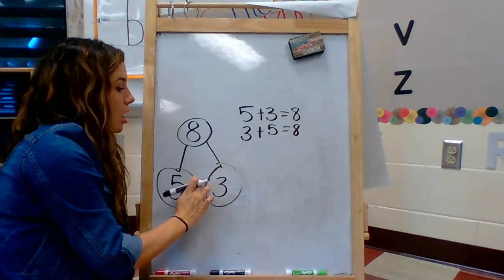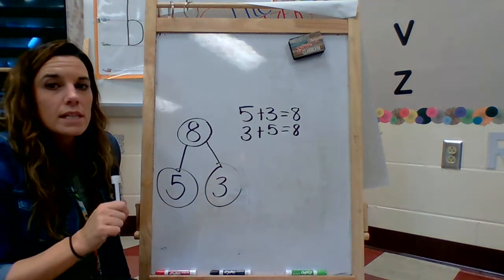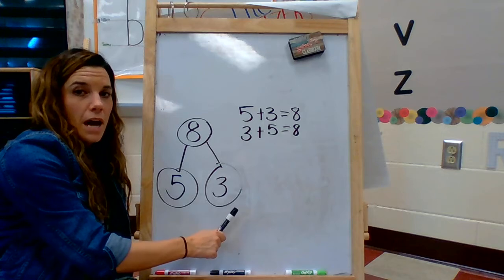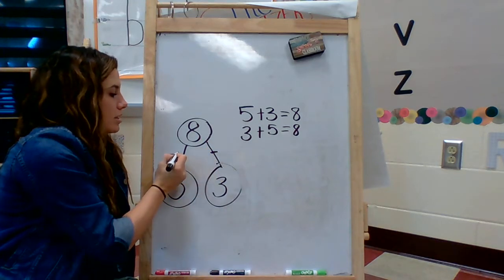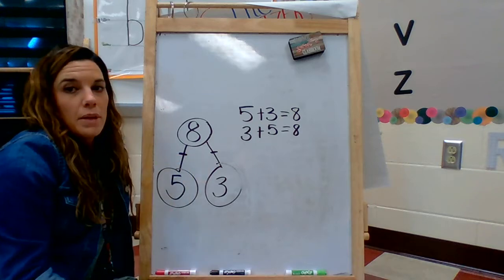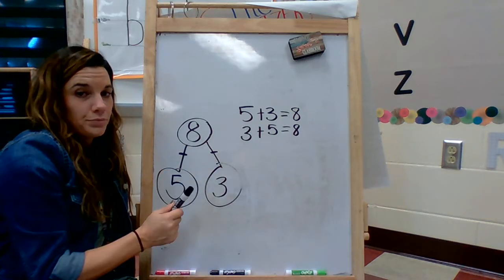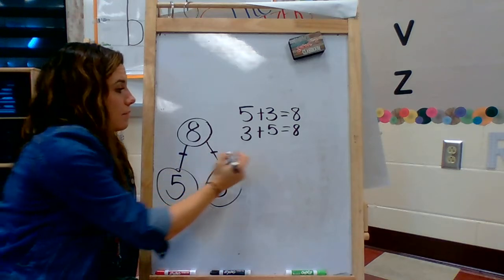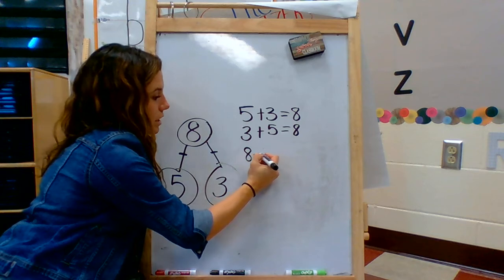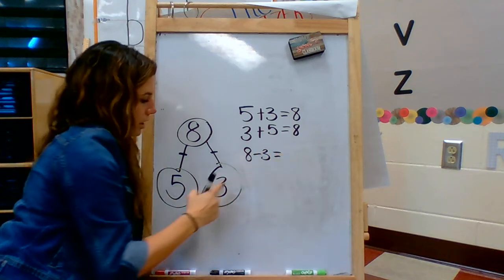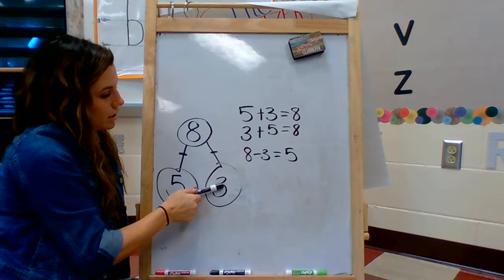We can also use number bonds for subtraction. The difference is we're not going to start at the bottom. We have to start at the top. And I'm going to put a subtraction sign here and here, because when we subtract, we start with the biggest number. So we could say 8 minus 3 equals 5. Do you see how I did that?